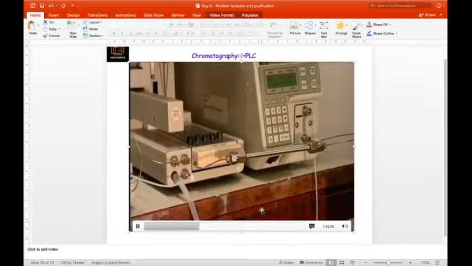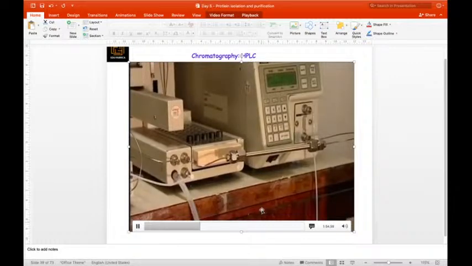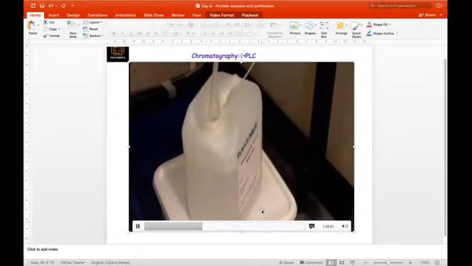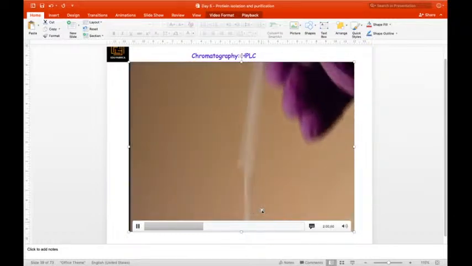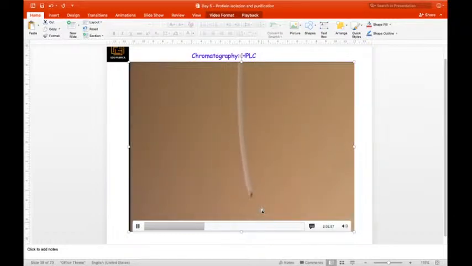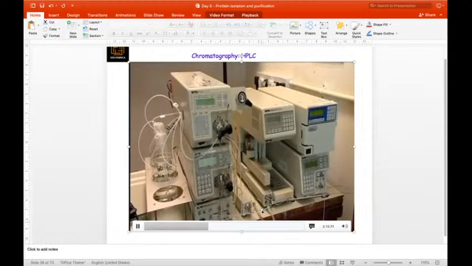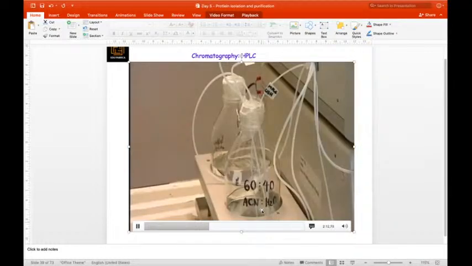In paper chromatography, the solvent moves along the paper by capillary action. In HPLC, the liquid is forced through the column by high-pressure pumps. The whole apparatus looks like this. These bottles contain solvents. Two solvents can be mixed in any proportions to give a mixture, the liquid phase, of suitable polarity for the separation that is being done.